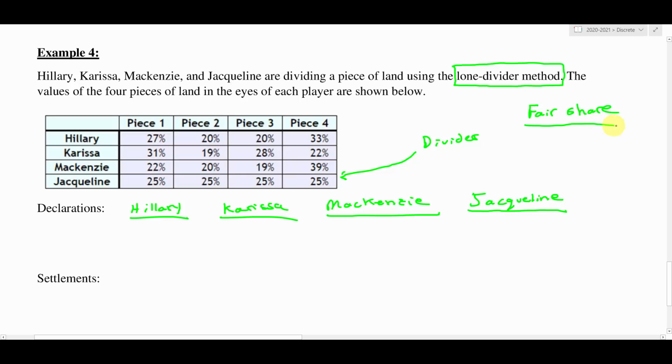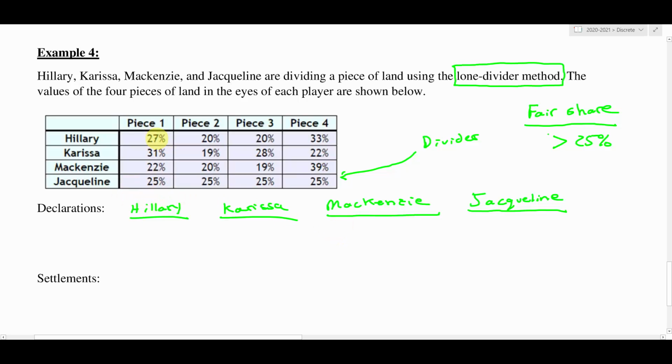Okay, and the way that we figure that out is based on the number of people involved in the division. If I take 100% of the land and I divide it equally amongst 4 people, you should get 25%. That is what each person is entitled to. So anything greater than 25% they would be happy with.